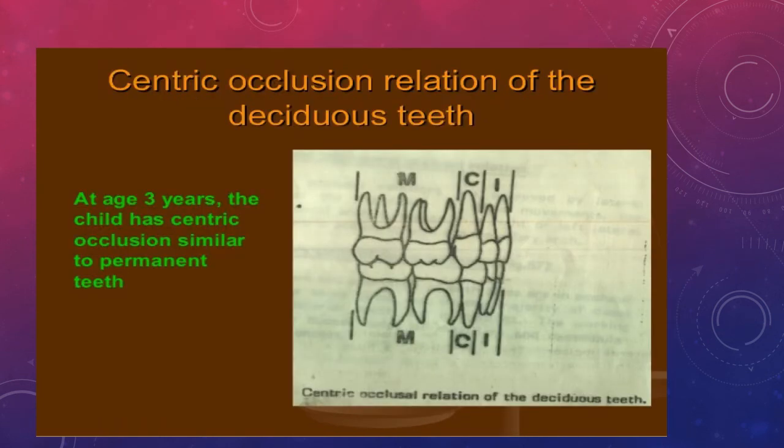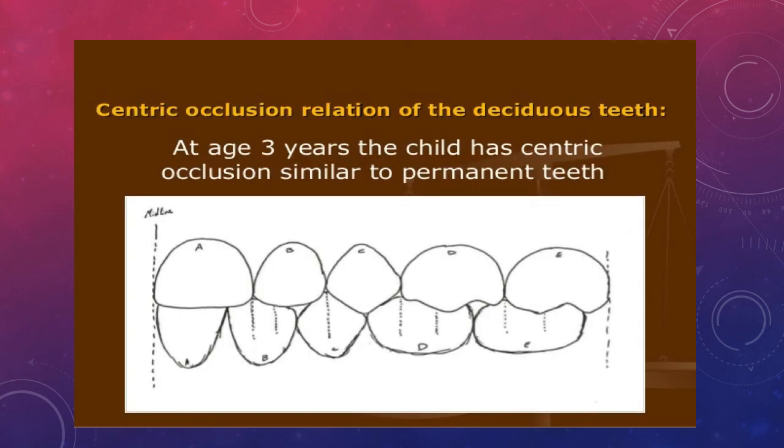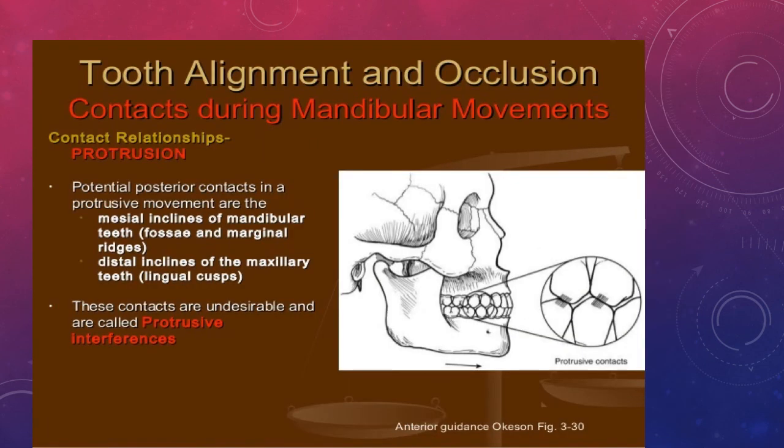Centric occlusion relations of the deciduous teeth: at this age, the child has a centric occlusion similar to permanent teeth.